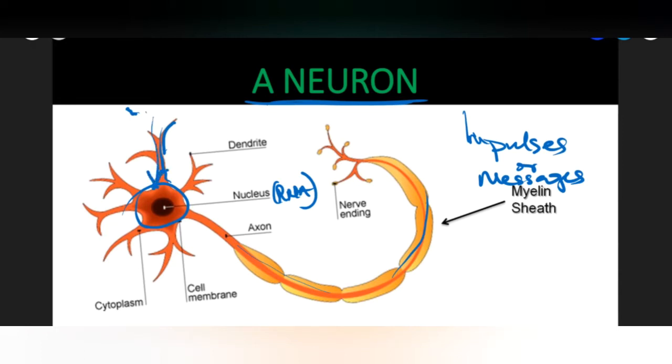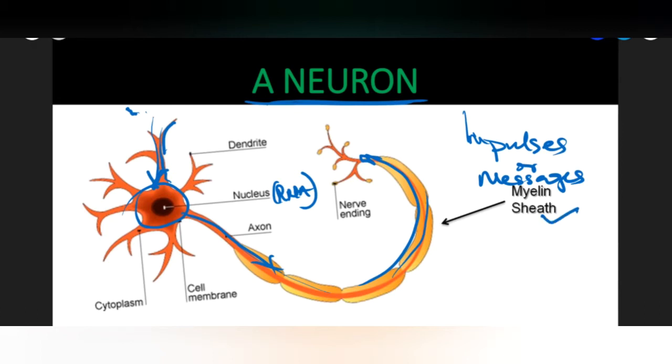While we have the axon, which conducts impulses away from the cell body. Now this axon itself, which is the third part of the neuron, is coated with a structure that we call the myelin sheath.